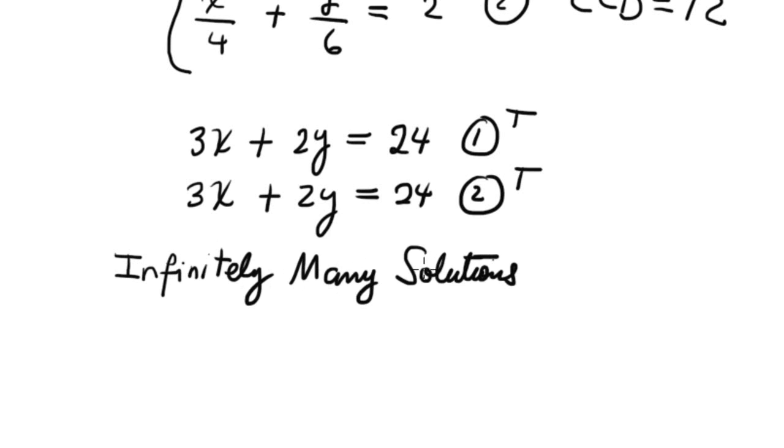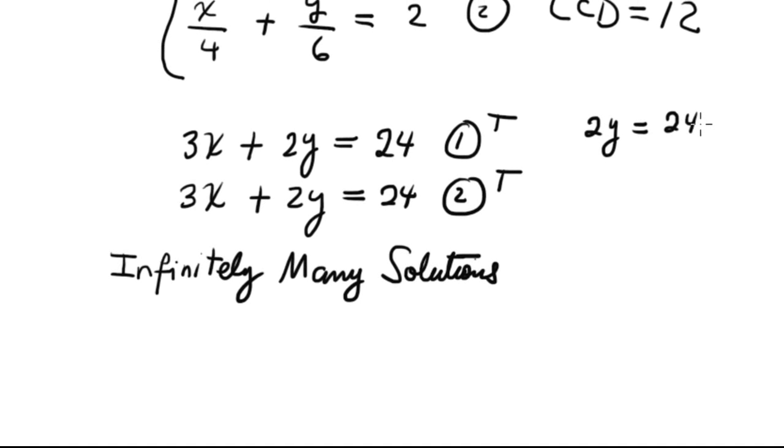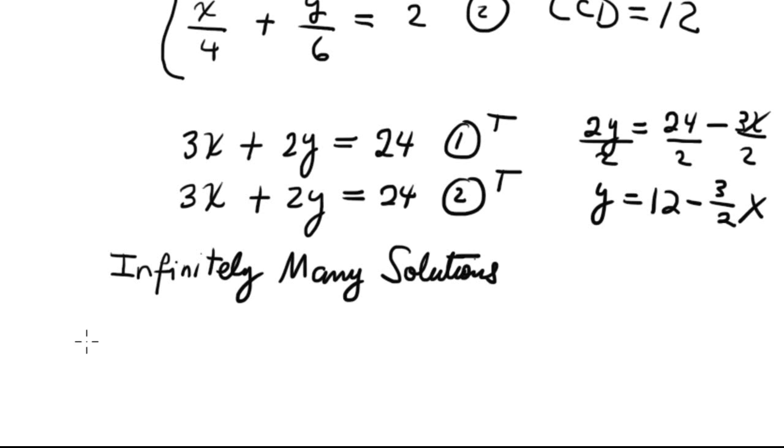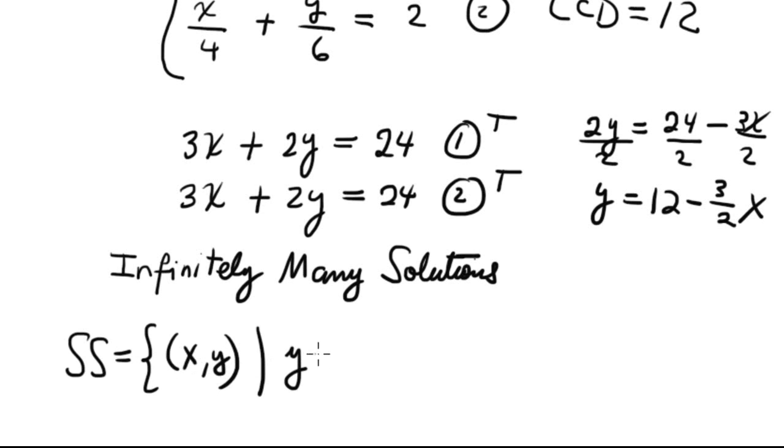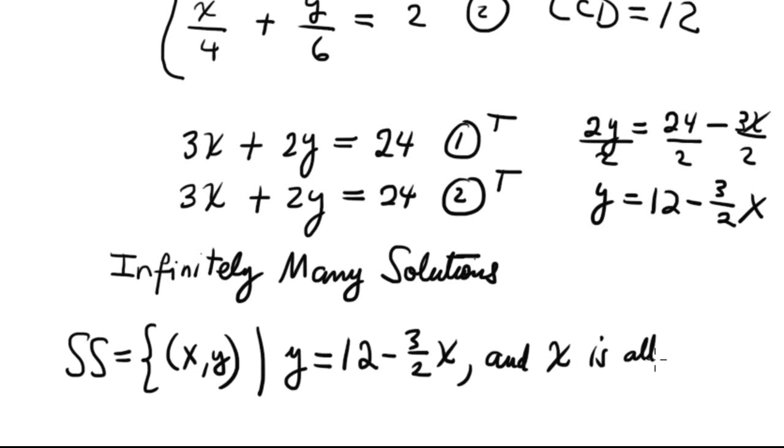How do you express that? You take, for example, either equation here and solve for y. 2y is equal 24 minus 3x, divided by 2 on both sides, y is equal 12 minus 3 over 2 x. Okay, the solution set is all the points on the line such that y, the dependent variable, is equal 12 minus 3 over 2 x, and x is all real numbers. This is the answer.